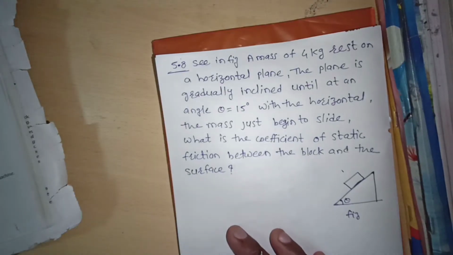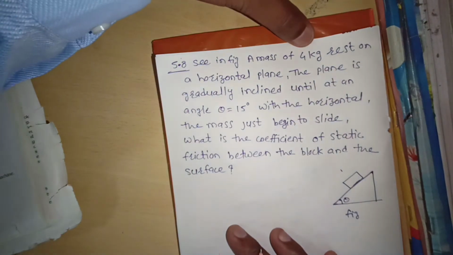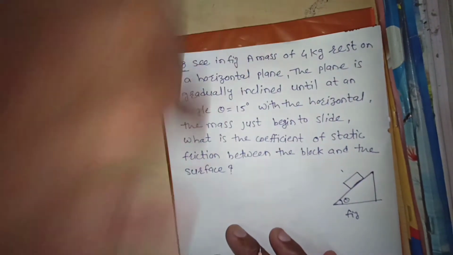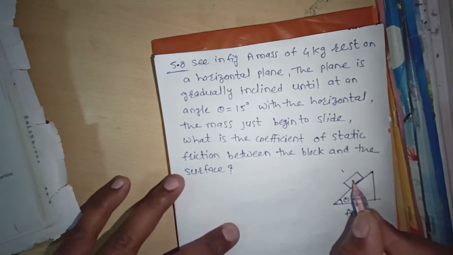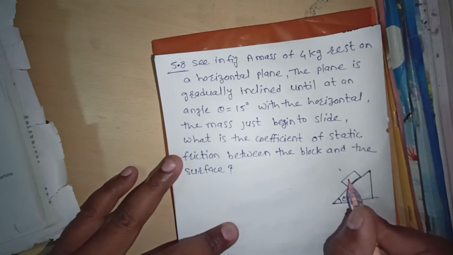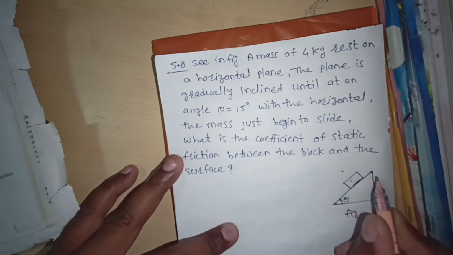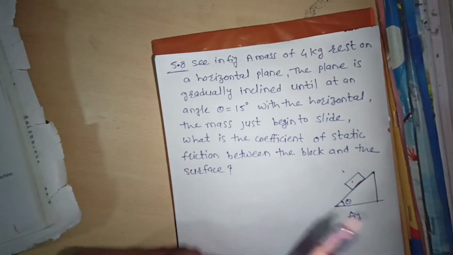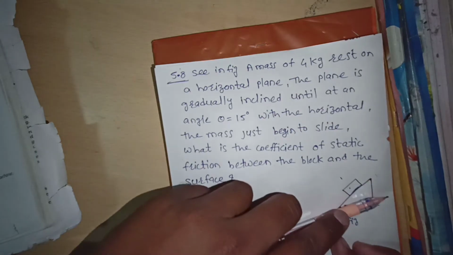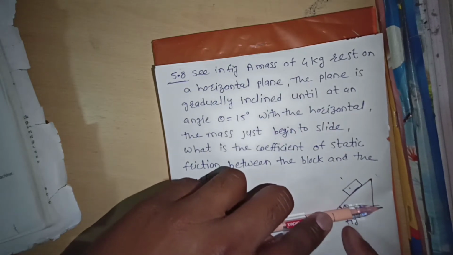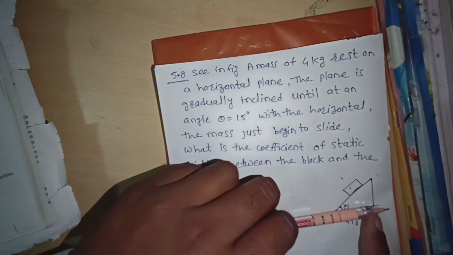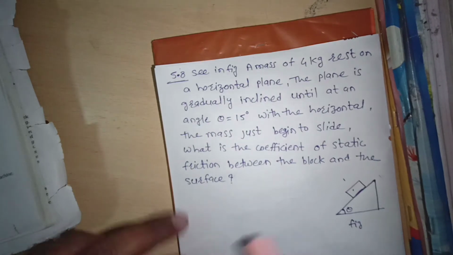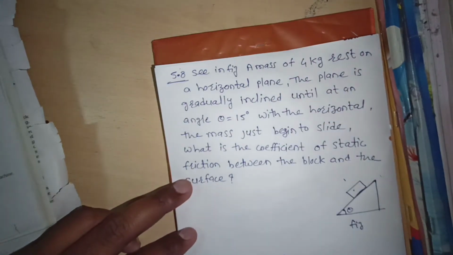Now, next problem. In the given figure, a mass of 4 kg rests on a horizontal plane. This is the horizontal plane. On that plane, one object having a mass of 4 kg is put. This plane is initially in the horizontal position, and the 4 kg mass is put on it.